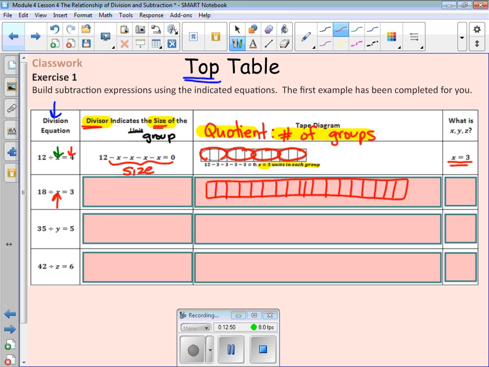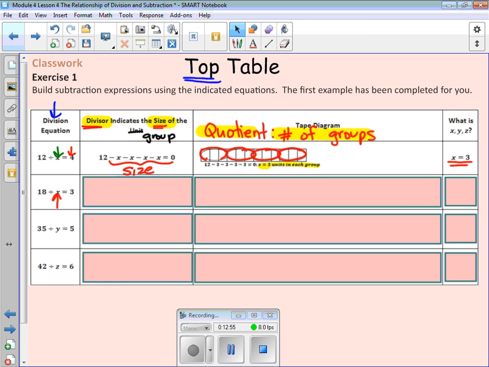3. So go ahead and figure out how many so that you have 3 groups. Because my quotient is telling me the number of groups.